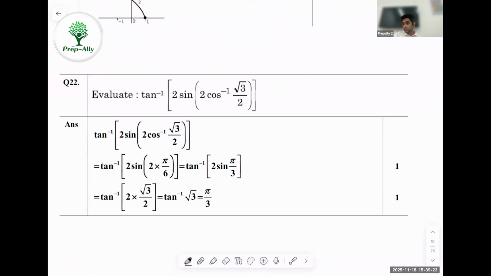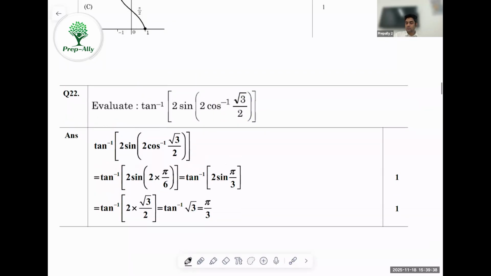Now, these are the questions I was talking about. These types of questions come quite frequently. In these, you have to pick the appropriate range, appropriate values for it. So again, this is a 2 mark question. The question is, I have to find the value of tan inverse of twice of sine of twice of cos inverse root 3/2. So we'll first of all find the value of cos inverse root 3/2.